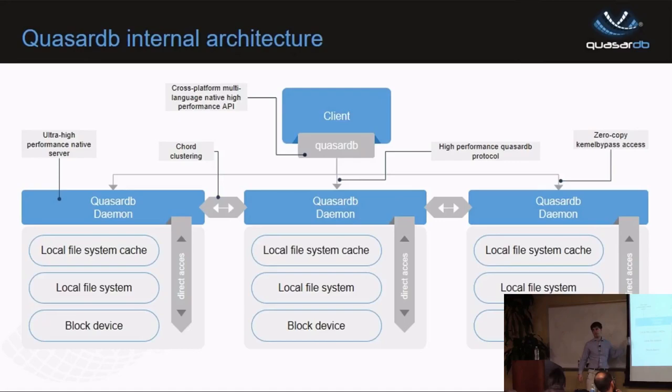To go back to the architecture in terms of clustering, everything within the database is distributed, and distributed transactions are first citizens, in the sense that everything you do can be a transaction and everything can be verified by the transaction. To do the distribution, we are based on an algorithm named Chord. You can look it up, it's from MIT. We made a couple of modifications to it.